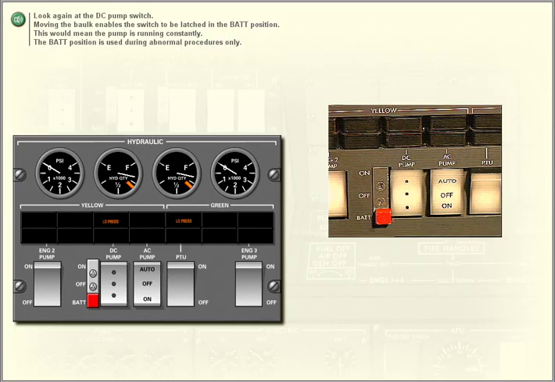Look again at the DC pump switch. Moving the bulk enables the switch to be latched in the battery position. This would mean the pump is running constantly. The battery position is used during abnormal procedures only.